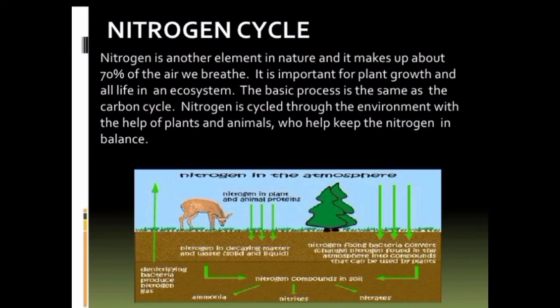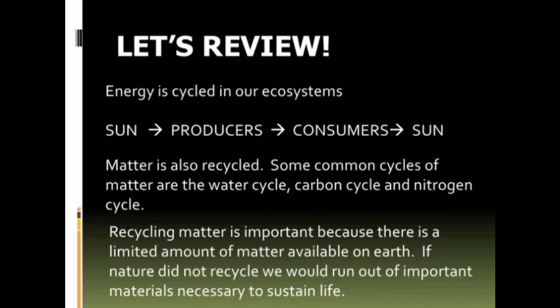The nitrogen cycle. Nitrogen is another element in nature and it makes up about 70% of the air that we breathe. It is important for plant growth and all life in the ecosystem. The basic process is the same as the carbon cycle. Nitrogen is cycled through the environment with the help of plants and animals, who help keep the nitrogen in balance. And now let us review.